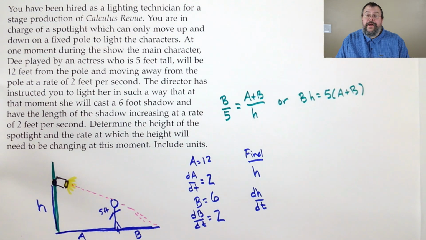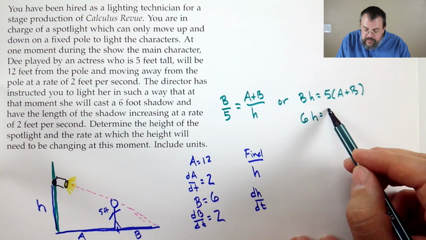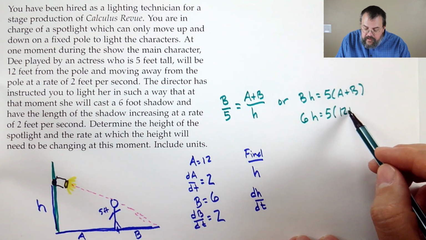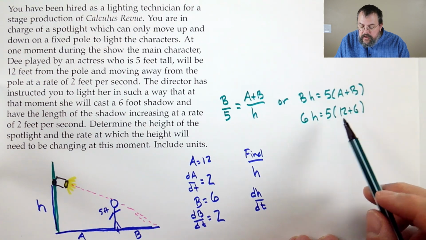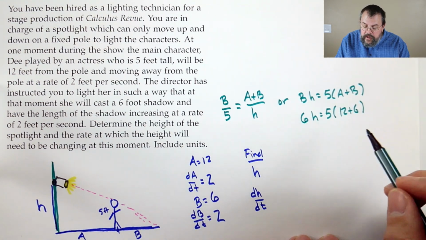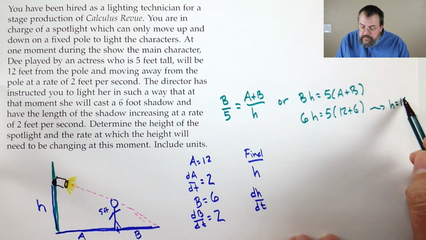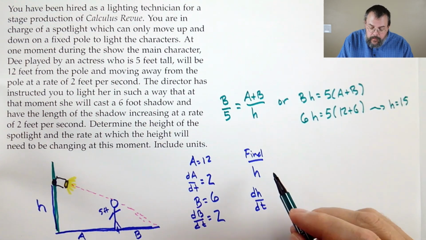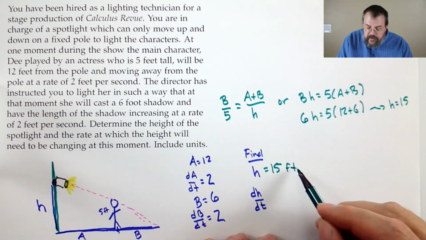All right, let's see what we know. Well, we know a lot. We know B is 6, so 6 times H is equal to 5 times (A plus B). Well, that's 12 plus 6, which is 18, but we're dividing by 6, so that's really going to become 3. That tells us that H is 15. So if you clean it all up, H is going to be 15. It says include units, so 15 feet.